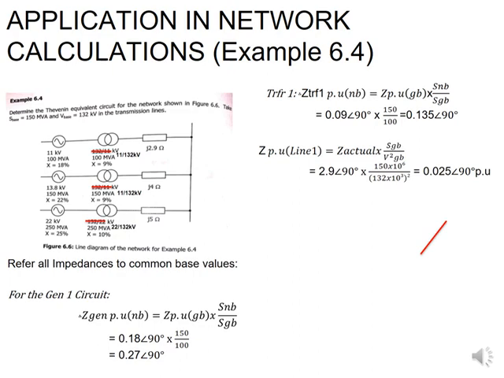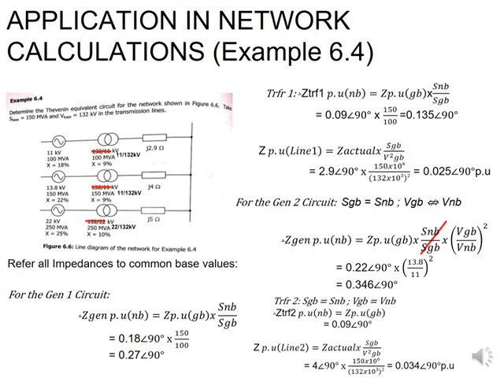For my transformer 1, I also take that 0.09, which I've been given as our per unit value, and I multiply that by the 150 I've been asked to use in the system, and I divide by the 100 that the transformer had as a given base. And then for my line, it simply becomes the 2.9 at 90 degrees because it's J, and then I multiply by the 150 and I divide by the 132 squared.